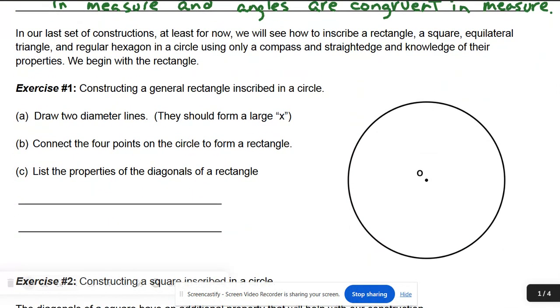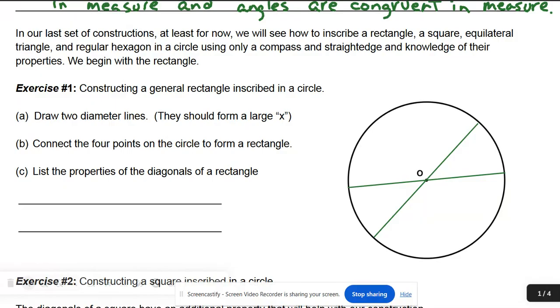So we're going to go through a couple polygons inscribed inside of a circle, trying to give some directions. We'll see how well I can go along with this. So step A, draw two diameter lines. Remember, diameters have to go through the center. So I'm just going to draw two straight lines anywhere. So there's diameter line 1. I can make diameter line 2. They have to go through the center. And they should go to the edges of the circle.